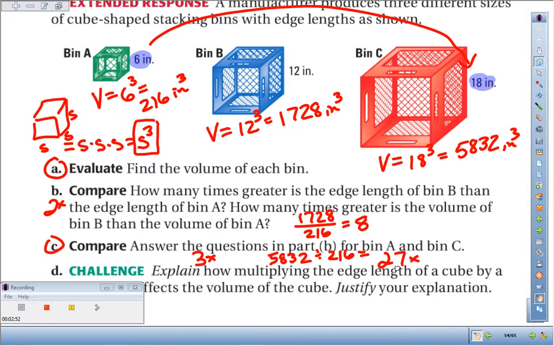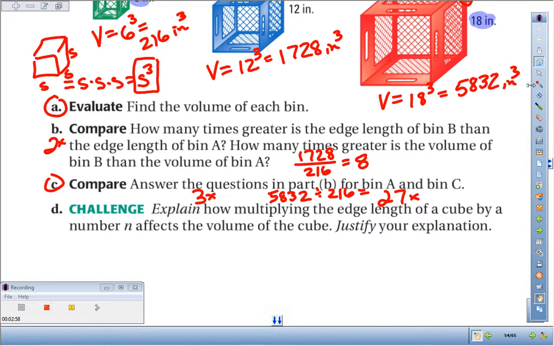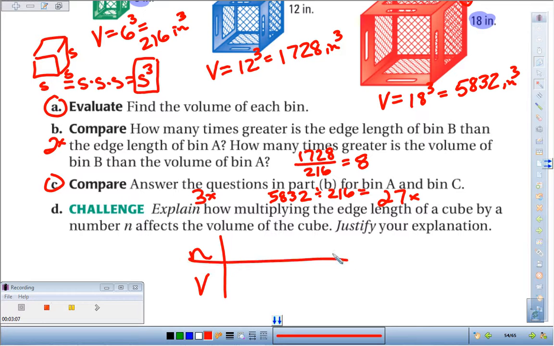Now let's finish this off and look at part D. It says challenge. Explain how multiplying the edge length of a cube by a number n affects the volume of the cube. Let's look and see what we have. So we multiply the edge length by n. How does that affect the volume? Make a little table. Well, when we doubled the edge length in B, the volume got bigger by 8. When we tripled the edge length in C, the volume got bigger by 27.